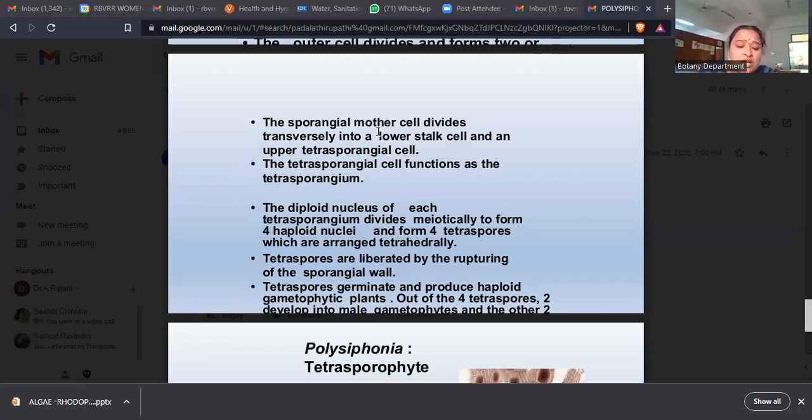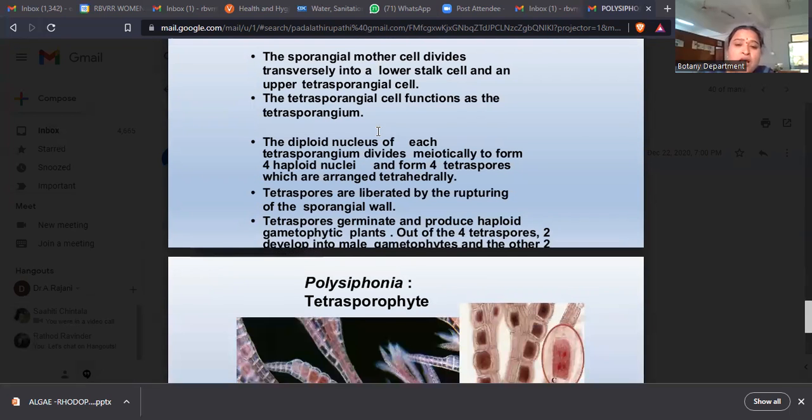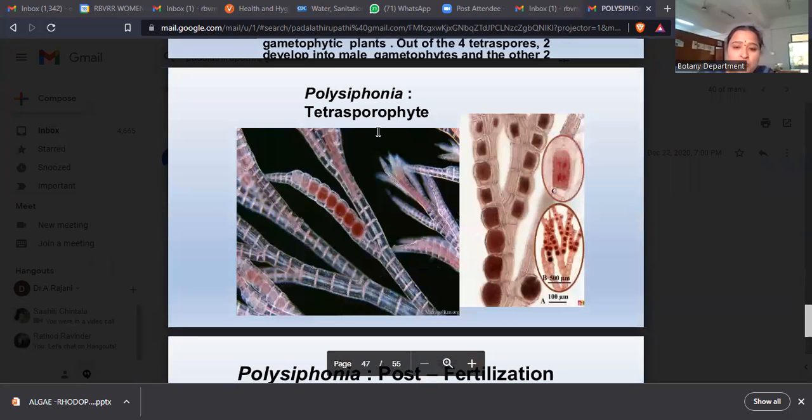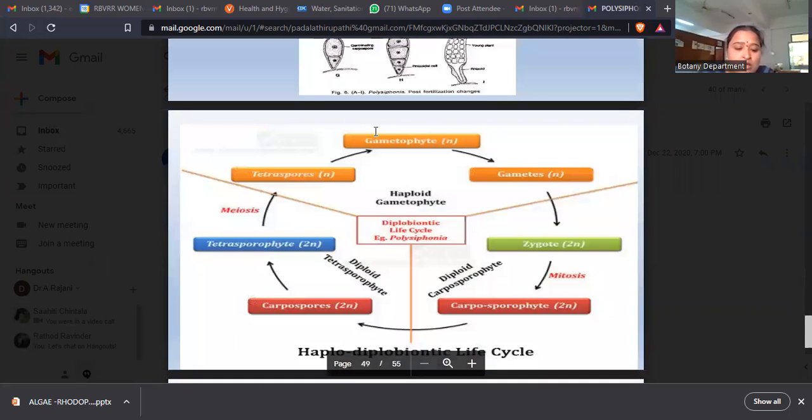Each initial divides vertically to form two cells: one outer cover cell and one inner sporangial mother cell. The sporangial mother cell undergoes meiosis to form haploid spores. The tetraspores are arranged in a tetrahedral position. The tetraspores are released by rupture of the sporangial wall and germinate into the gametophytic stage of the plant body.